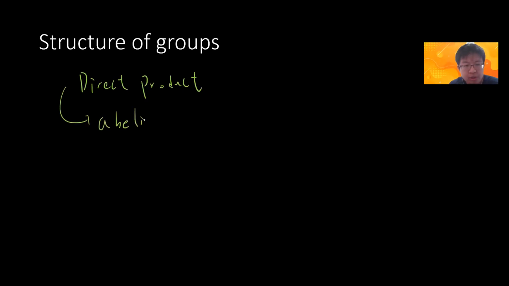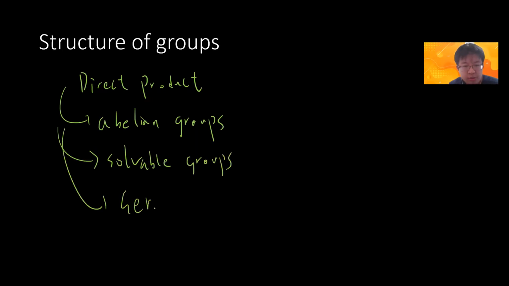So basically, in the previous video we already talked about Sylow theorem. For the next few videos about group theory, I plan to cover the direct product and go to the abelian groups, the classification of abelian groups. I already talked about symmetric groups, so I want to talk about the solvable groups, and also the general linear group.